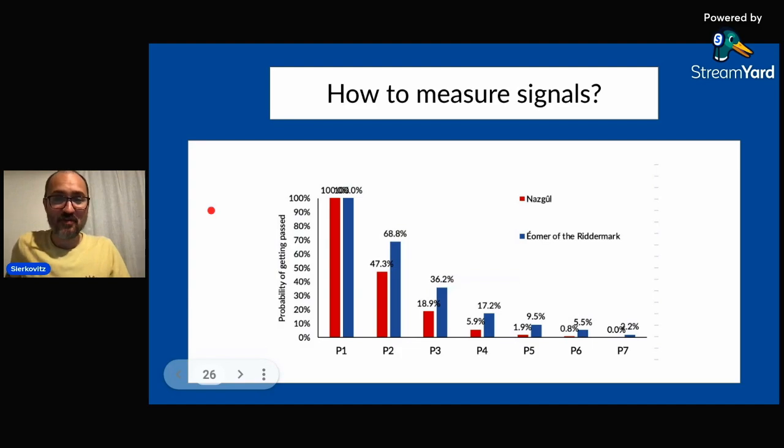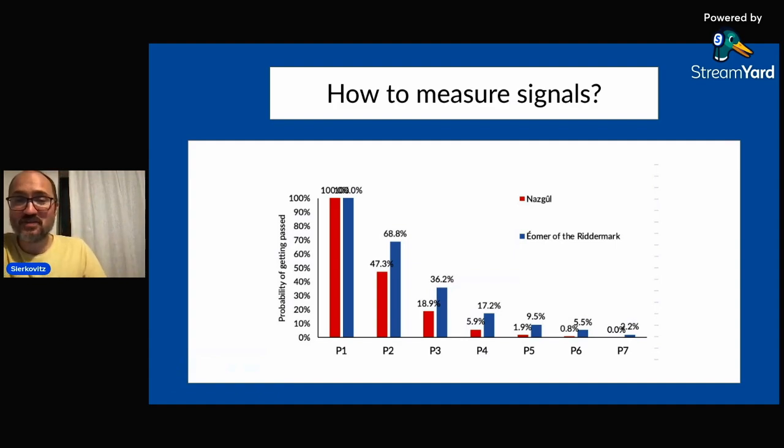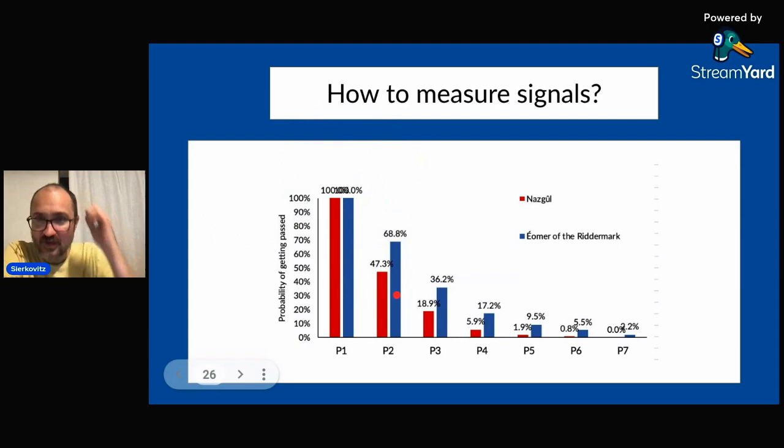So for example, here we have Nazgul and Eomer of the Riddermark, a graph inspired by the latest Mystical Dispute, where we're talking about these two specific cards. And as you can see, of course, in pack 1, 100% of Nazguls and Eomers that you open are going to be in the pack because no one picked anything out of those packs. Then you go to pick 2 and you already lose half of the Nazguls. There's only 47% of them left in the pack. And you lose around a third of Eomers. You still have 68.8%.